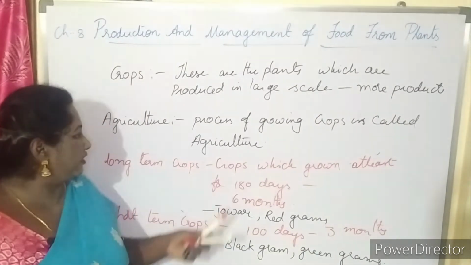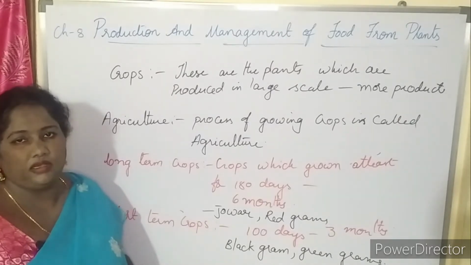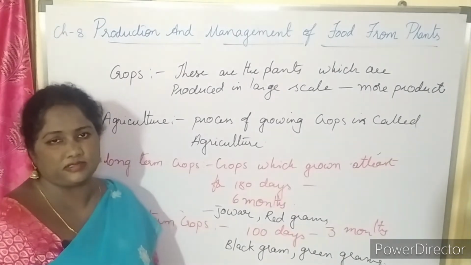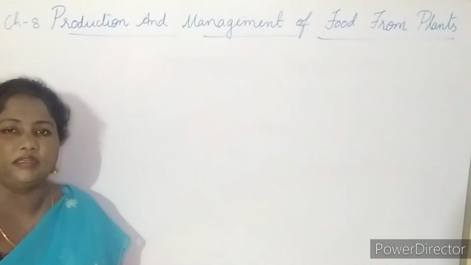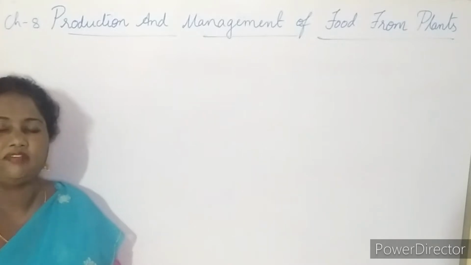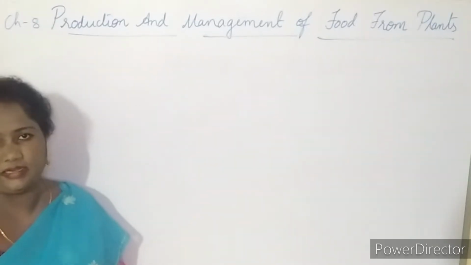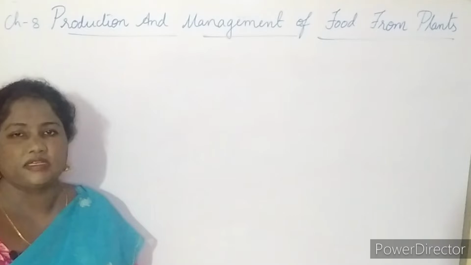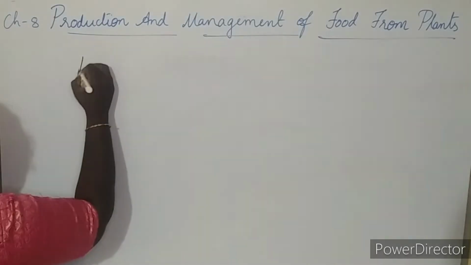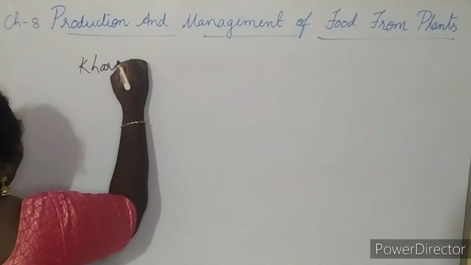Next topic, we are going to see Kharif crops and Rabi crops. It is based on the seasons. Based on the season, which type of crops are grown in which season, we can divide the crops into two main types: Kharif season crops and Rabi season crops. So Kharif crops.